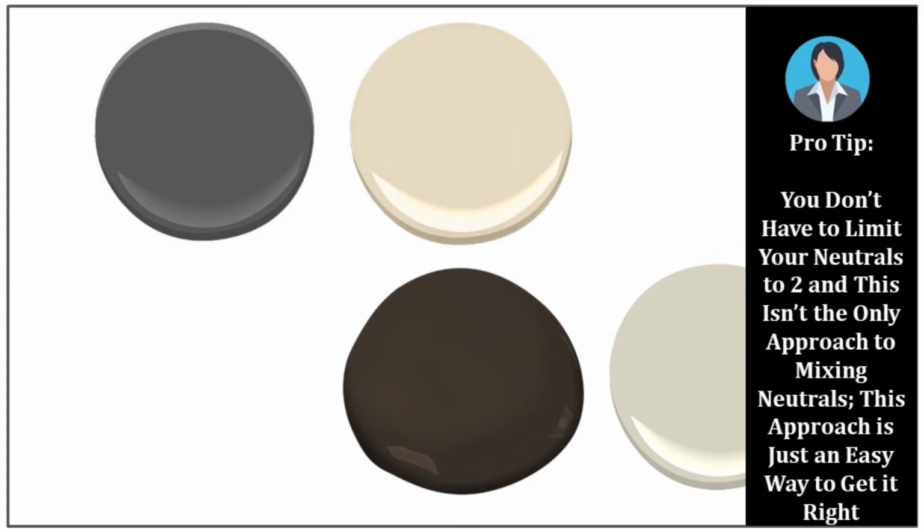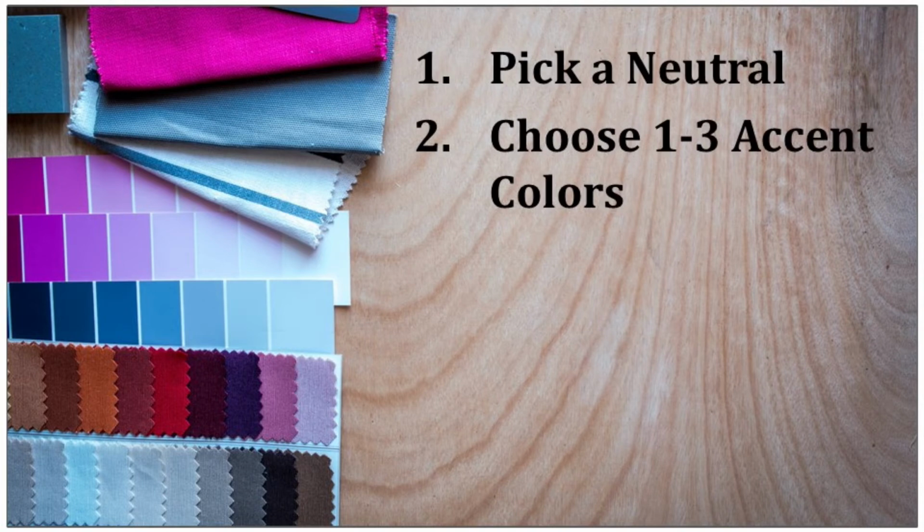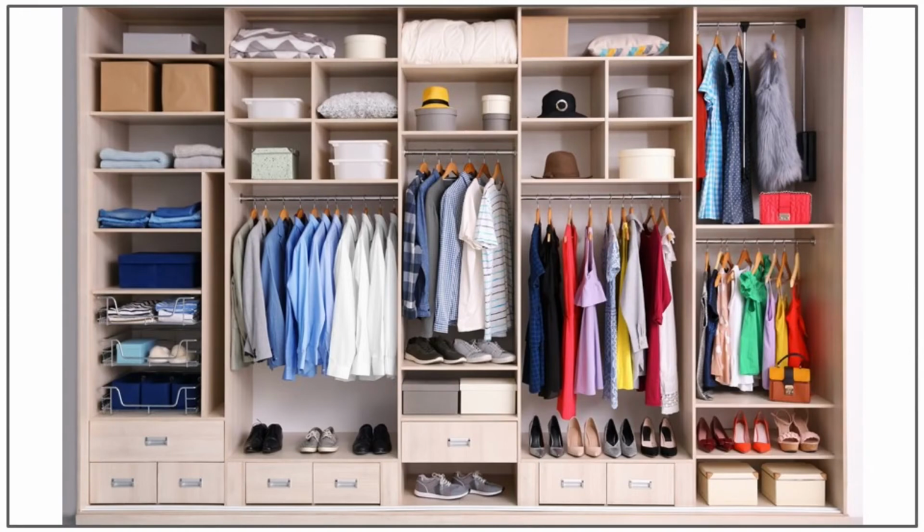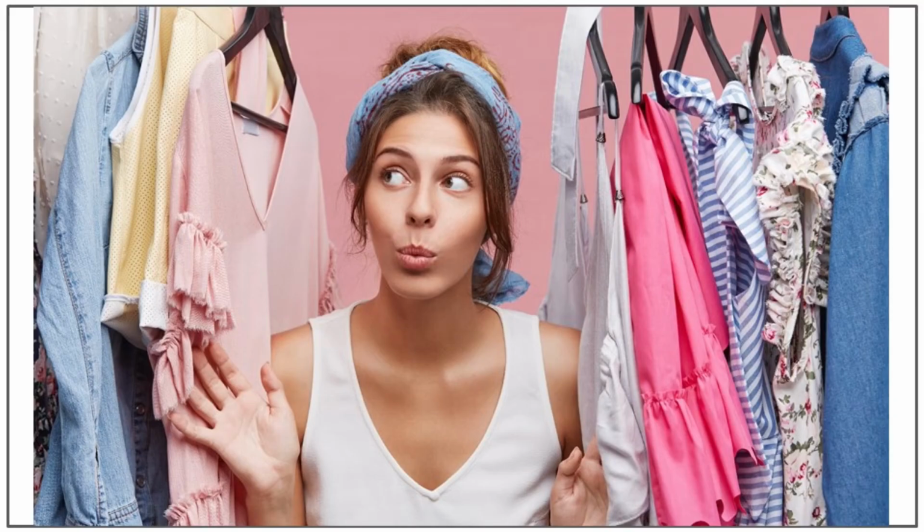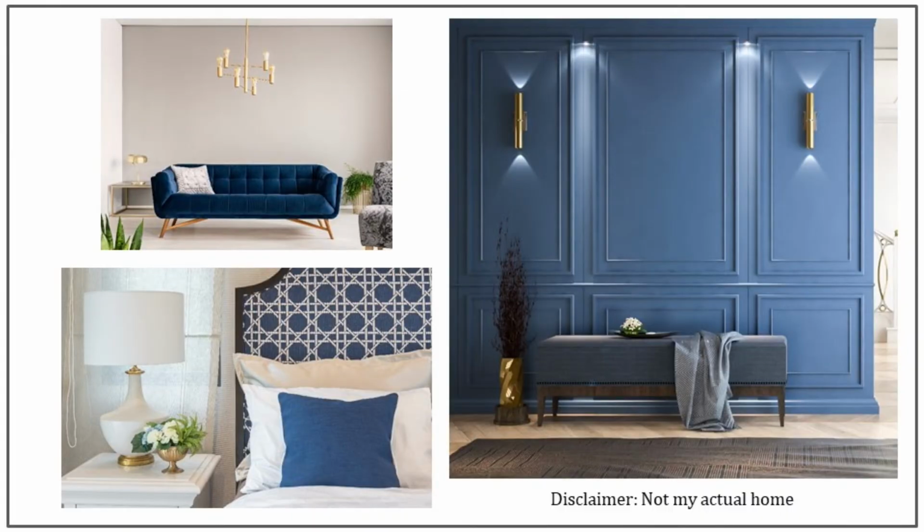Once you have your neutral or neutrals selected, now go ahead and choose 1 to 3 accent colors. The best way to choose your accent colors is to take a look at your closet and see what color clothes you have in your closet. People, including myself, tend to buy clothes in colors that they love and know look flattering on them. So why not decorate a room in a color that you both love and you know will look flattering when you are in it? For me, I love blue, so that is one of my main accent colors throughout my home.